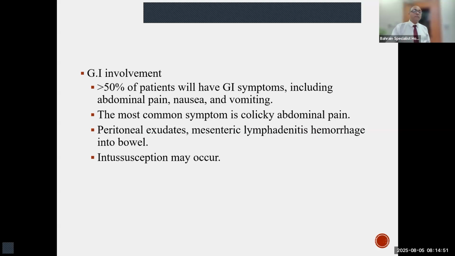More than 50% of patients can also have GI involvement. For that, we have to keep continuous monitoring if the patient develops abdominal pain, nausea, or vomiting, because it is associated with intussusception and acute abdomen. So the patient is closely monitored. The most common symptom is colicky abdominal pain, with peritoneal exudates, mesenteric lymphadenitis, or hemorrhage in the bowel. Intussusception is one of the complications of HSP.